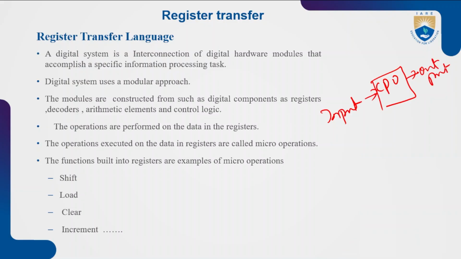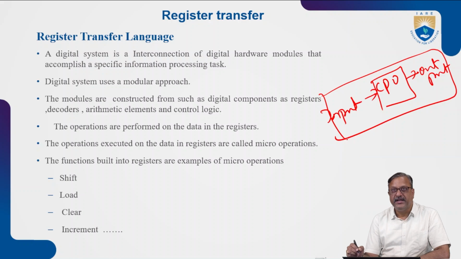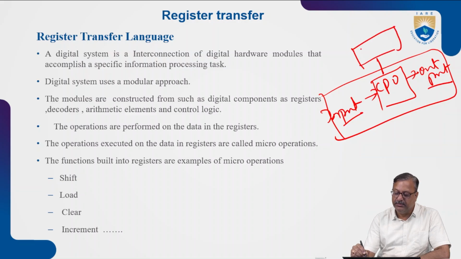Is it not? So here, what is defining a digital system? This total is a digital system, which is an interconnection of digital hardware modules. Input is one hardware module, output is a hardware module, CPU is one hardware module, and the CPU is also connected to the memory device. Getting it clear? So every part which is connected to the CPU is a hardware module. Why are we connecting? To accomplish a specific information task.